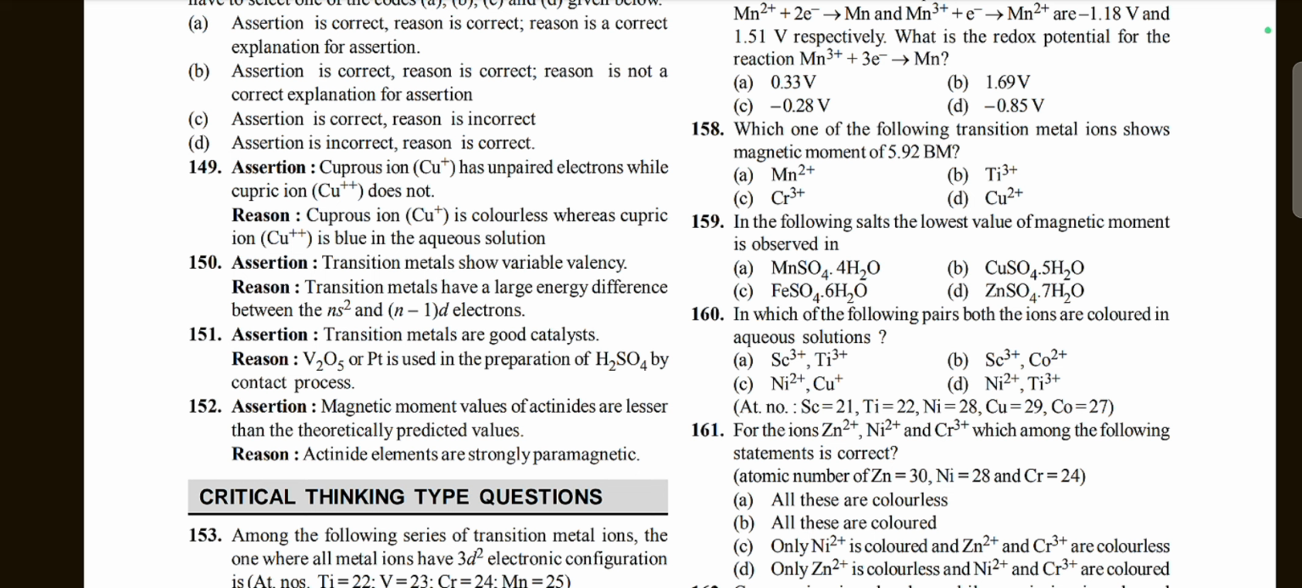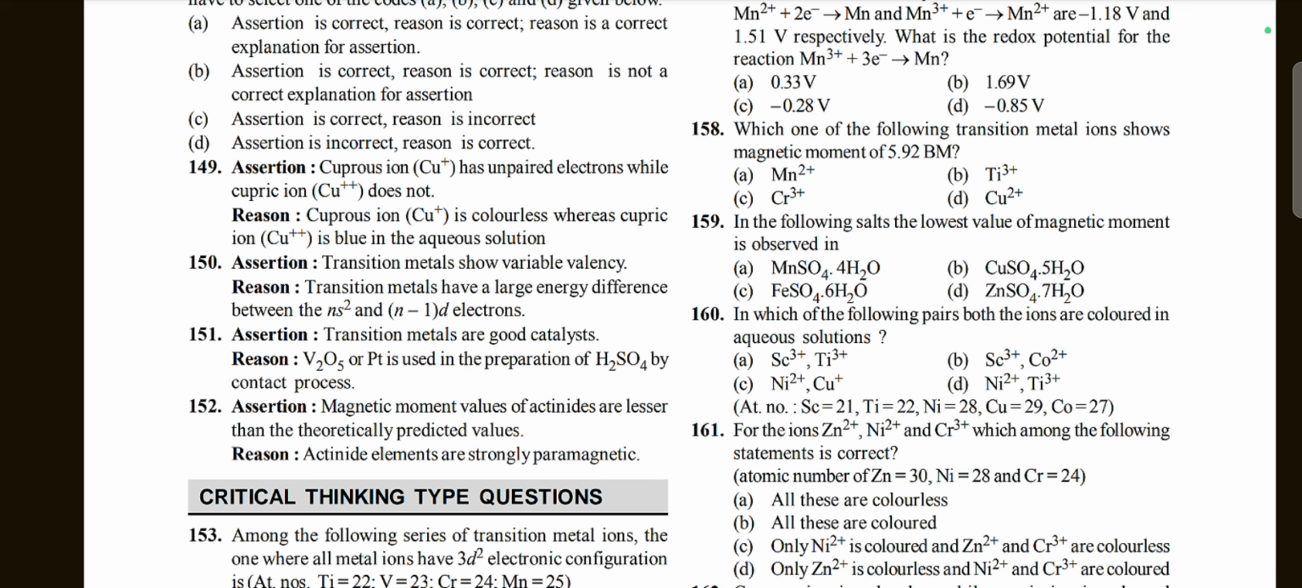So option D will be the answer. 150. Transition metals show variable valency. Yes, true. Transition metals have a larger energy difference between the ns2 and (n-1)d electrons. No, this is false. They show variable valency due to a very small difference between these two, not a very large difference. So option C will be correct. Assertion is true, but reason is false.